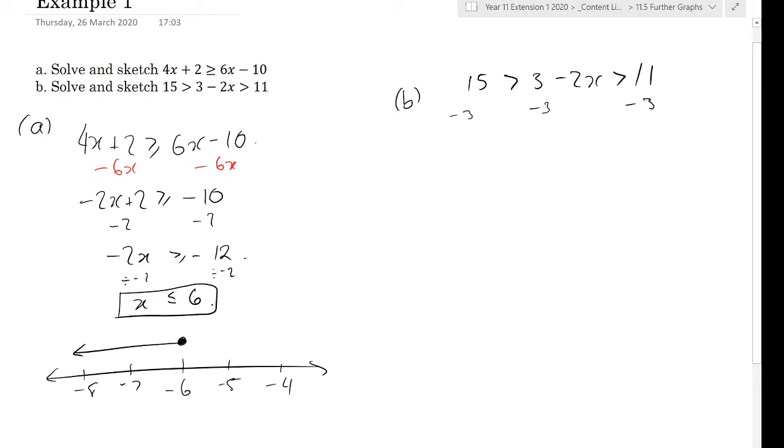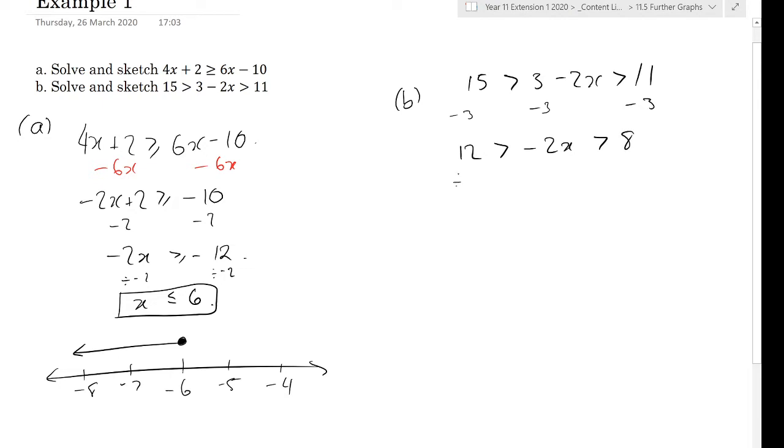And we just treat it as if it was two equal signs. What you do to one side, you do to the other, and alternatively, what you do to one side and to the middle, you also do to the third side. So we get 12 is greater than, minusing 3, we get minus 2x, which is greater than 8.